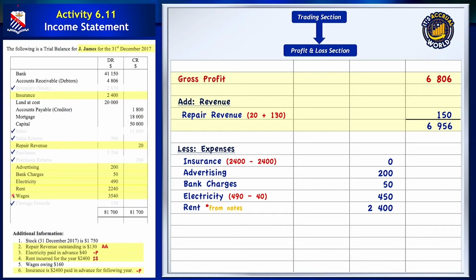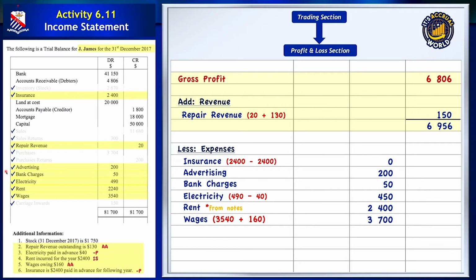Next one is wages. Wages is an expense. You look down below in your notes. There is wages owing. Owing means accrual. You add accruals. So you go into your income statement, wages, you put the amount from the trial balance of $3,540 plus your accrual of $160, and the answer you get is $3,700. And you look and you see that you have gotten all of your expenses. Yes, we got them all.